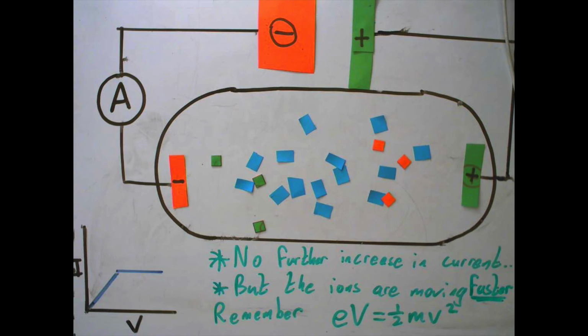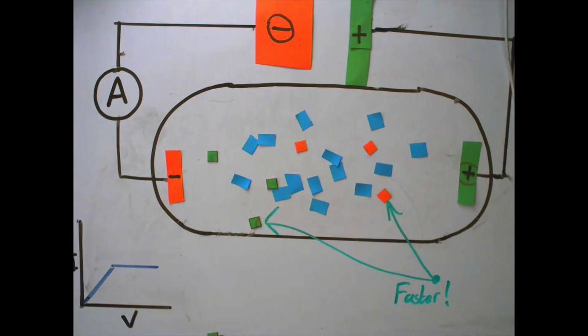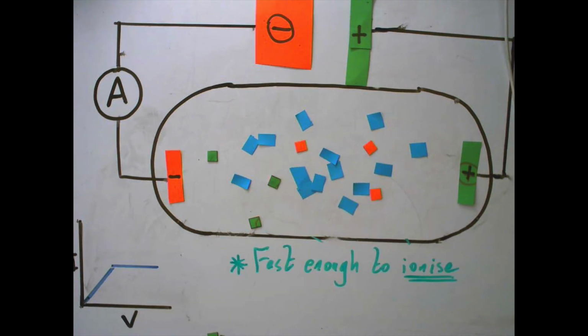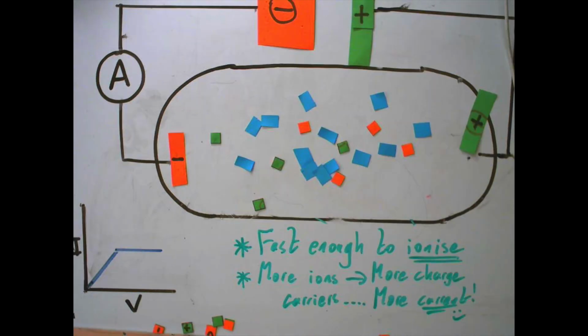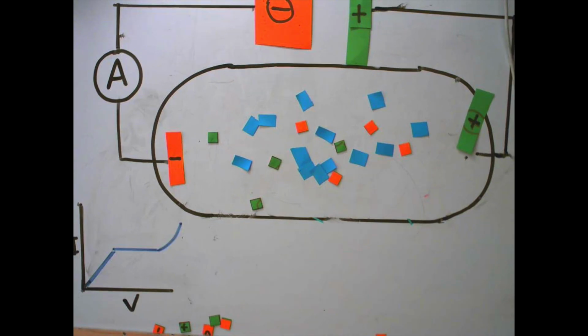And eventually, they're going to reach a point where they can be moving fast enough to hit the other neutral particles of gas and ionize them and knock off an electron. So now they're going to collide with the neutral particles of gas, ionize them, and boom, you've got more charge carriers to conduct electricity. So again, you're going to get an increase in current again.